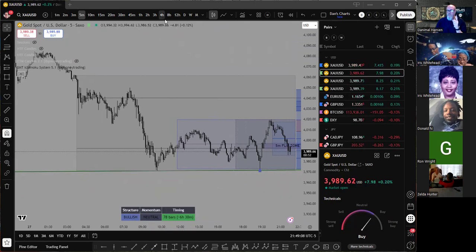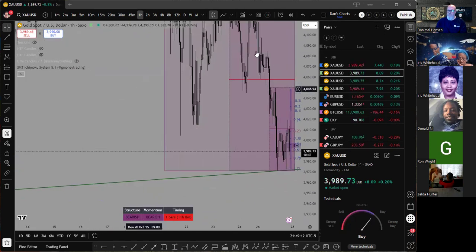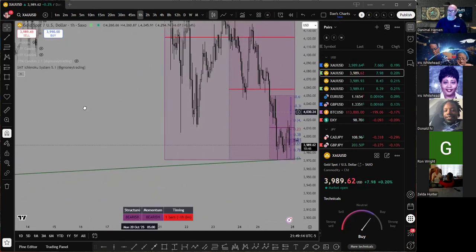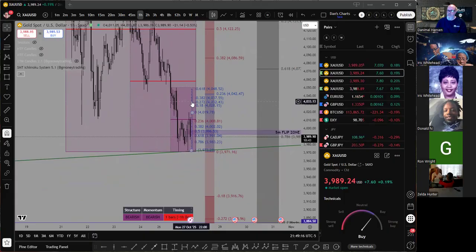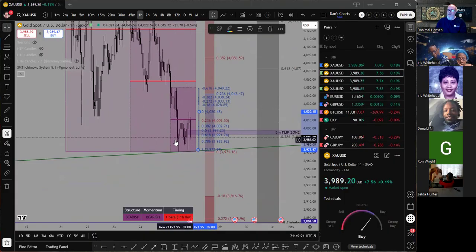However, I'll show you how that works. You don't technically need it because the 17 box of the 1 hour is the 5-minute 204 box.